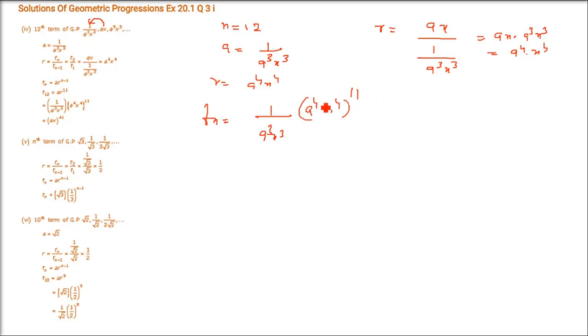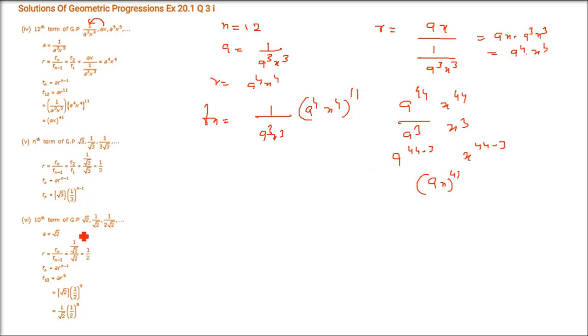So just multiply this. You can multiply 11 inside. This shows you a to the power 44, x to the power 44. And then you have a cube x cube in the denominator. This gives you a to the power 41, 44 minus 3, and x to the power also 41. So ax whole to the power 41 you are going to get.